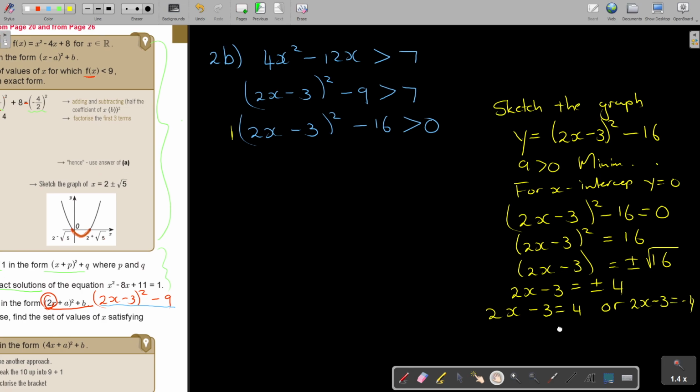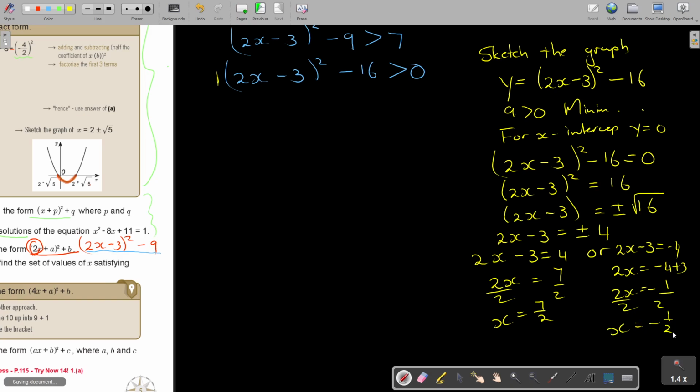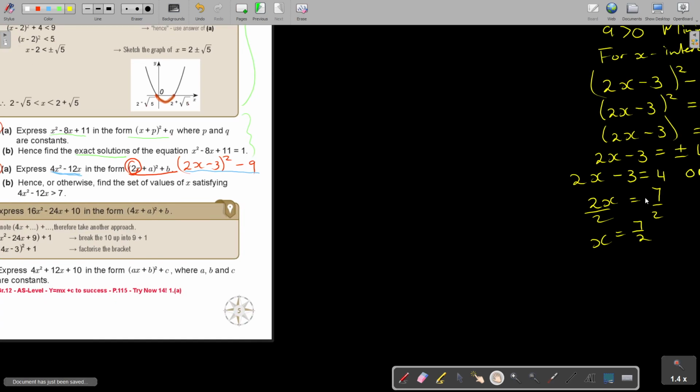Okay, let's just do it on the side so it's not interfering with my sum. So this one is going to be 7. And then divide by 2. So x is going to be 7 over 2. And this one, it's negative 4 plus 3. So it's 2x equals negative 1. Divide by 2. So x is negative a half. And then I'm just going to do exactly the same. I'm bringing my graph in.